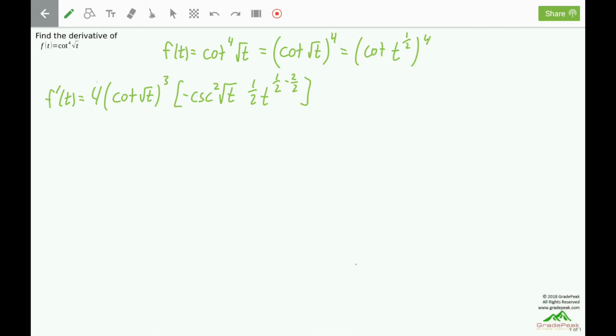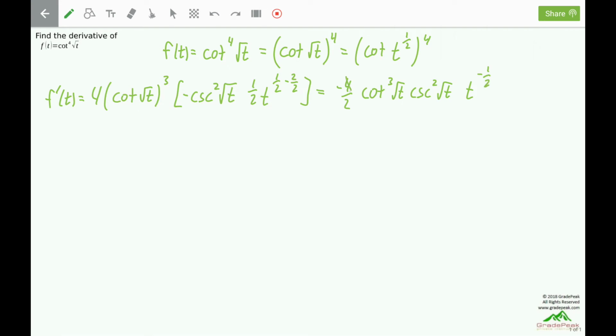Everything's multiplying here, so we have a 4, a negative, and a 1/2 that can be moved together. And that'll give us a negative 4 times 1 over a 2, so negative 4 over 2. We have a cotangent cubed of the square root of t. I already have the negative accounted for. It's moved to the front, so I have a cosecant squared of square root of t. I've already moved the 1/2 to the front, so all that I have left is t to the 1 minus 2, which is negative 1 over 2.